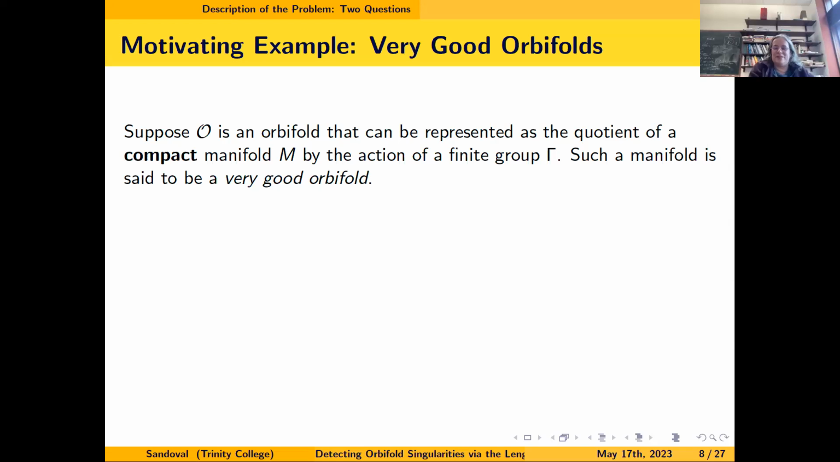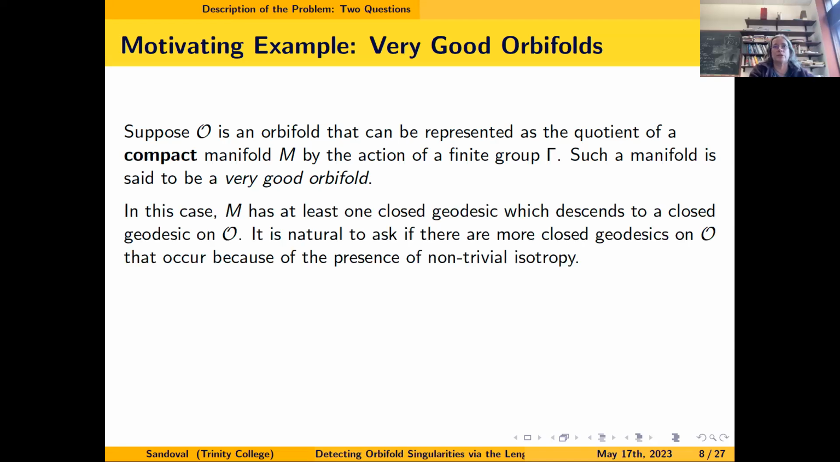And in this case, we know if I had a very good orbifold, that any smoothly closed geodesic on M is still going to be smoothly closed once I quotient out by the smooth action, or the action of the finite group Γ.